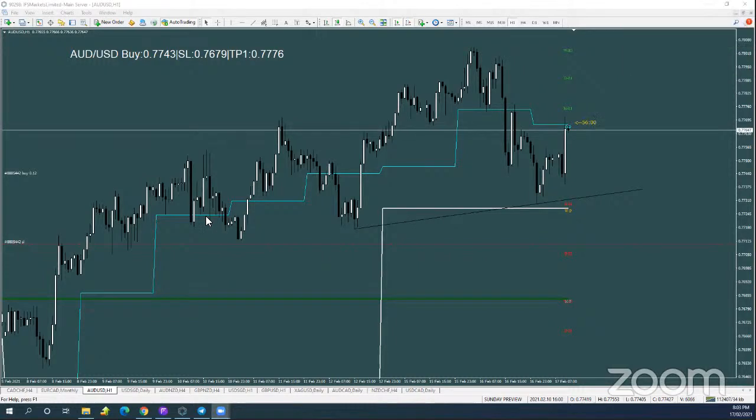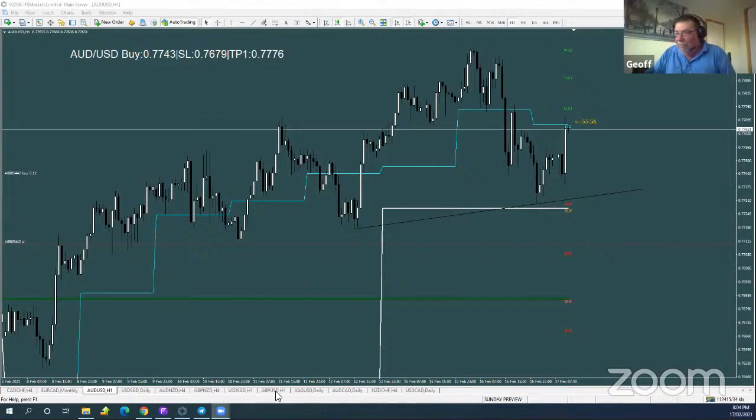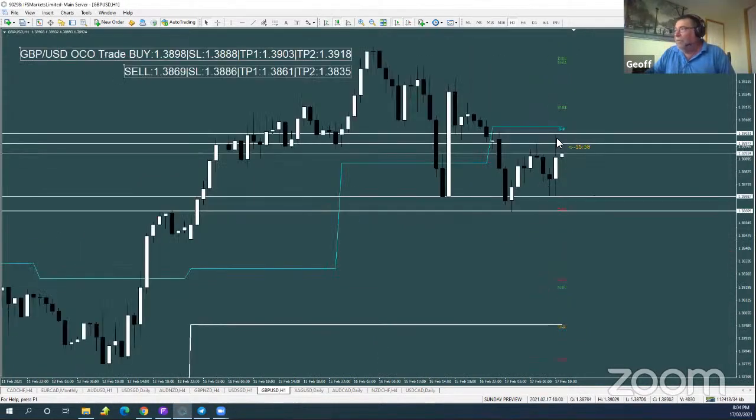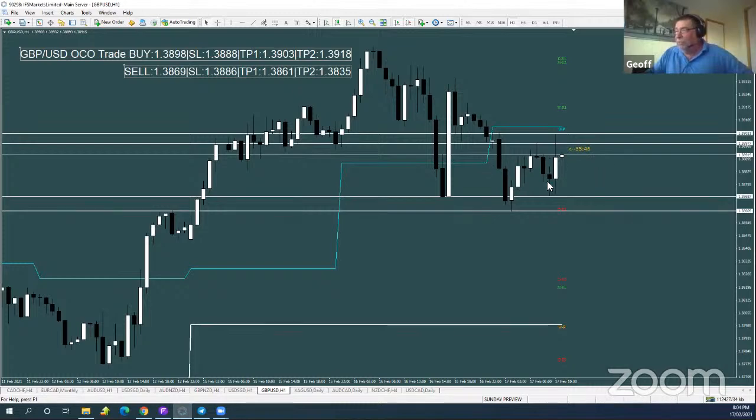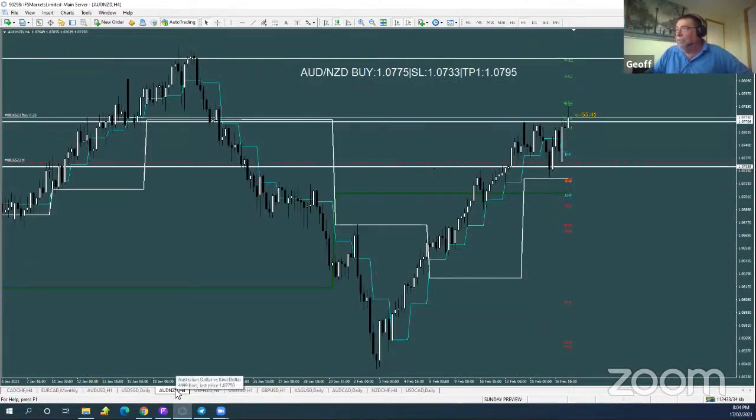Right, now I'm just going to briefly update you guys. As I said before, with the pound, we got into it, hit TP1, and that gave us a free trade. We're now out of that. Good luck with the rest of it. It's just a mess. What else are we in? Aussie Kiwi. We got into Aussie Kiwi. We're just in profit.